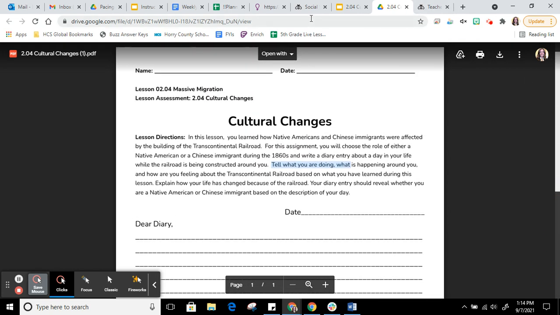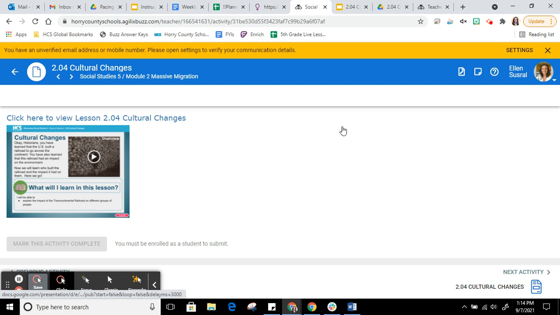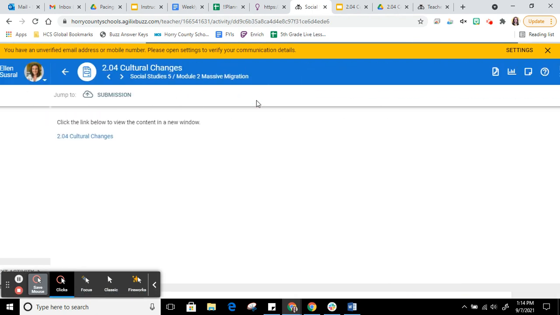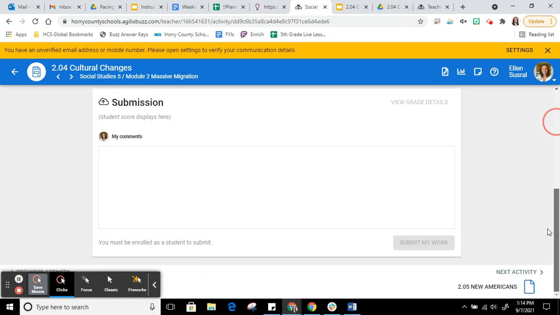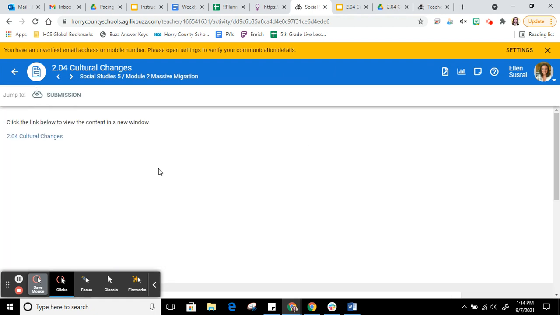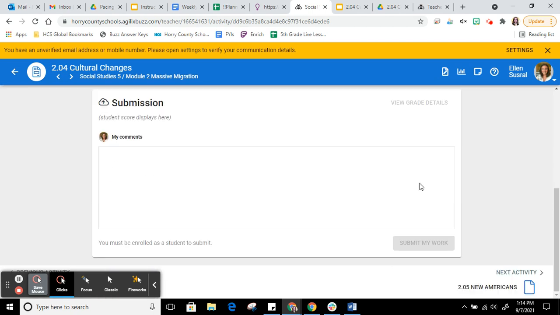When you're done, you'll go back to the Buzz lesson. You'll go to your next activity arrow. And remember, with social studies, you have to scroll to the bottom. If you don't scroll, you don't see the submission box. You've got to scroll down, and then you'll click on the blue plus button that you'll see on your screen, and you'll attach your work. If you have any questions, feel free to reach out.